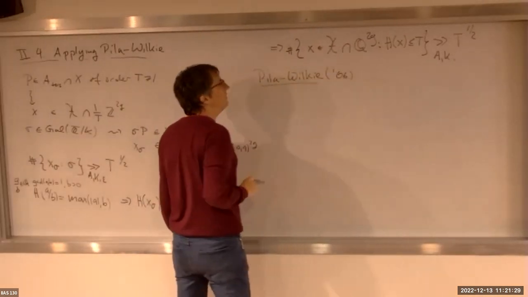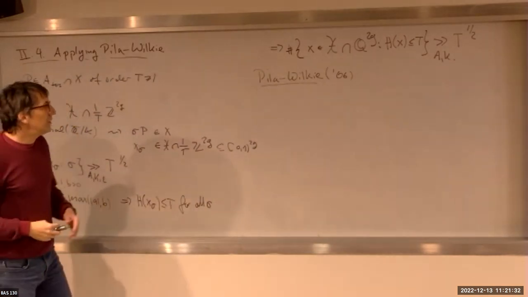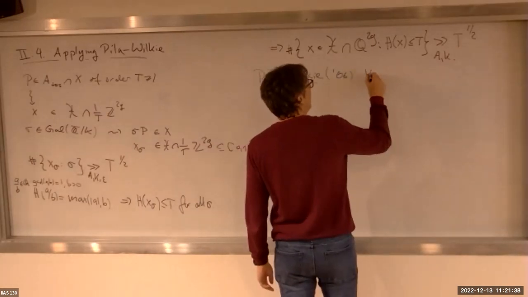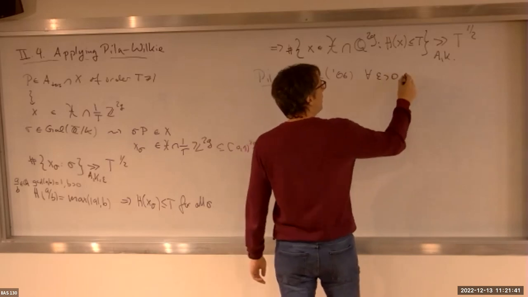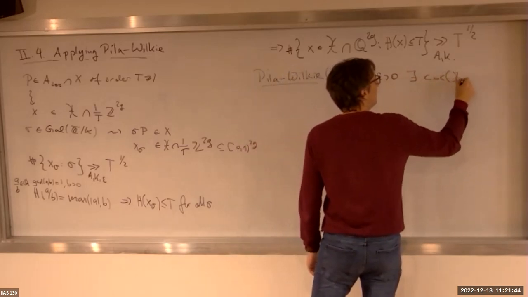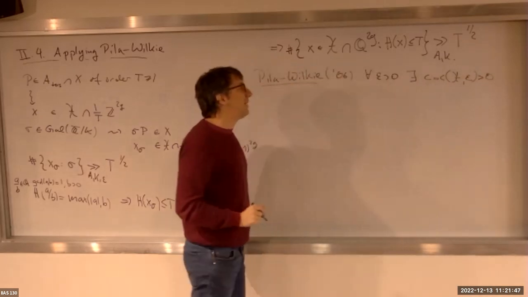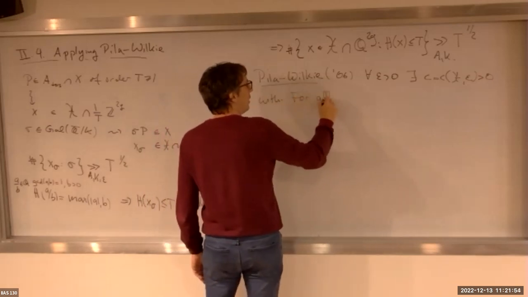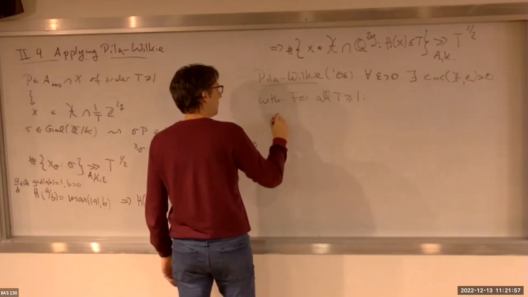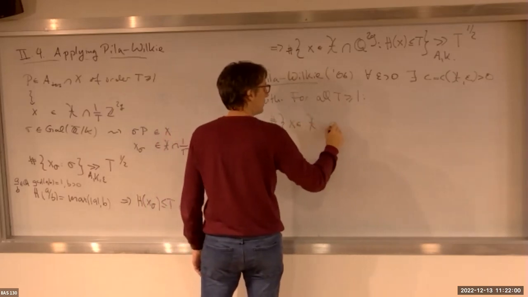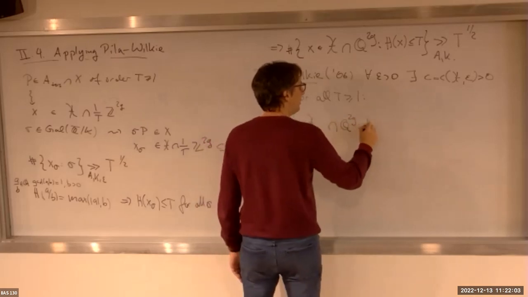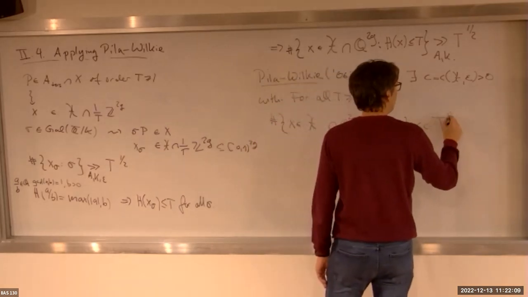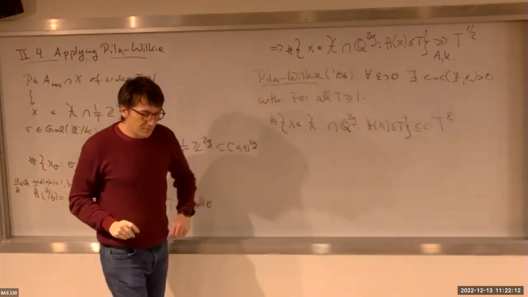So in this special case, there are all o-minimal structures, but we're in R, an expansion of the Pila field. So for all epsilon strictly positive, there exists a constant that depends on the epsilon and the definable set, such that for all t, the number of rational points of height at most t is bounded by the constant times t to the epsilon.